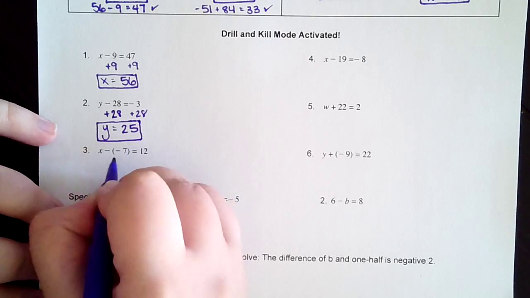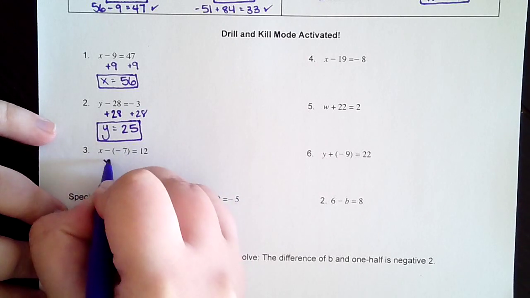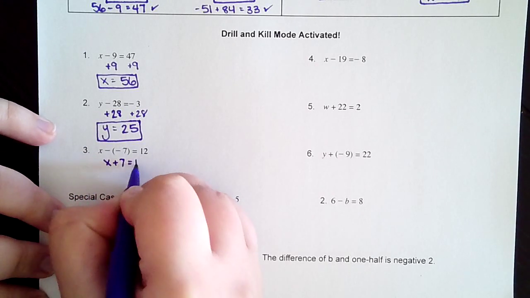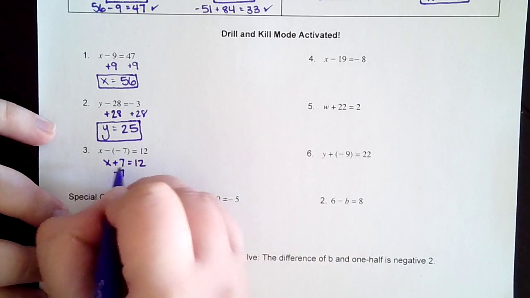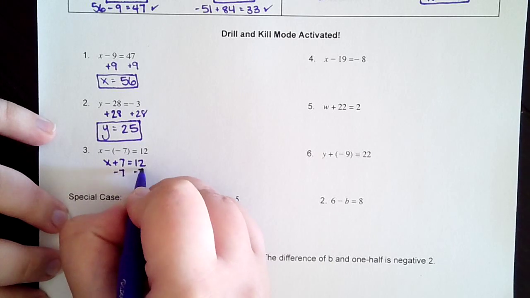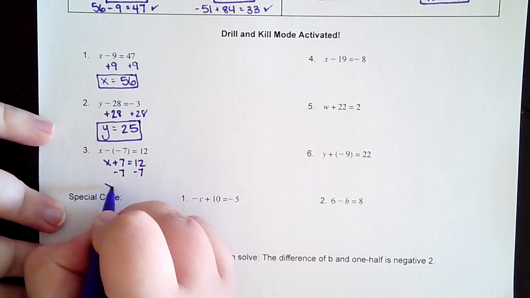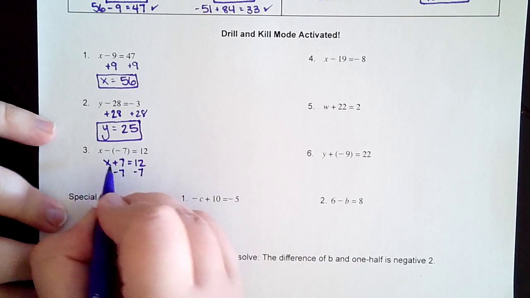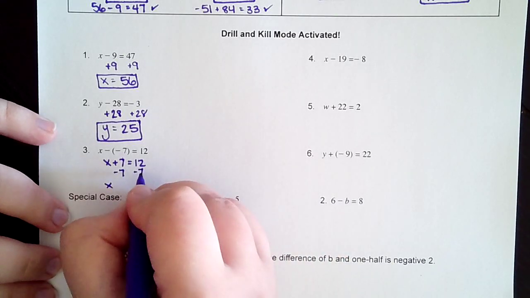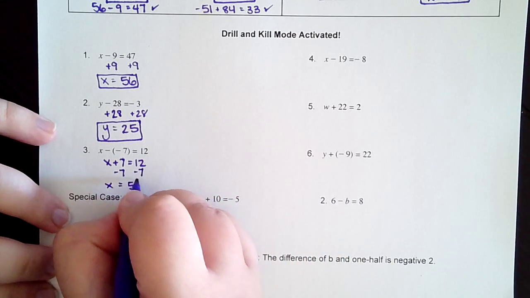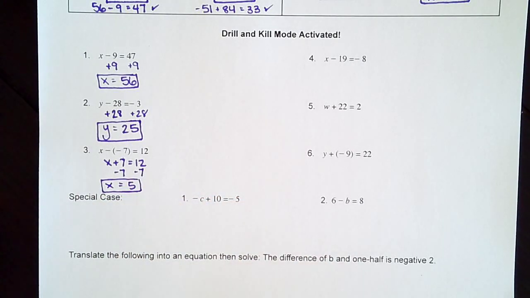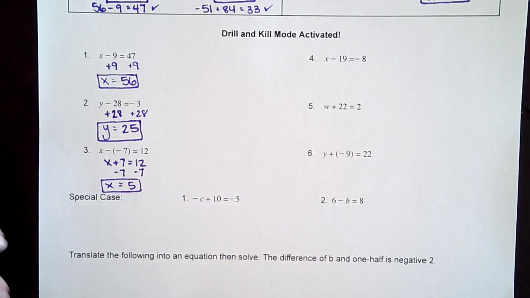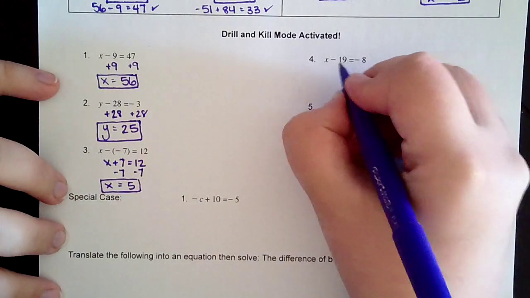Here's another one of those tricky ones. We've got a double negative, so I'm going to simplify and then solve. Notice I have a positive 7, so I need to undo that on both sides. It cancels over here and leaves me with just an x. 12 minus 7 is 5. Again, you can be checking these on your own by plugging that answer back in. I'm not going to for the sake of time.